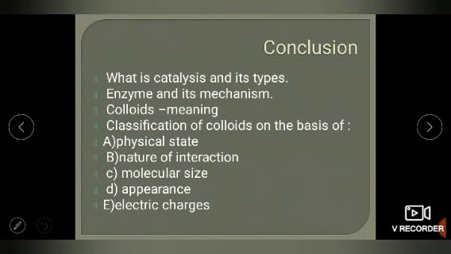So the conclusion of this presentation: what is catalysis that we did and its types, what is enzyme and its mechanism that we did, then we did colloids, the meaning of colloids, classification of colloids: on the basis of physical state, on the basis of nature, on the basis of molecular size, on the basis of appearance, on the basis of electric charge. Hope you like this video and you understood everything. So try to note down, because this chapter is very simple. There is no numerical, no derivation, only theory part is there. So hope you will write it down and you will perform well in your upcoming test.